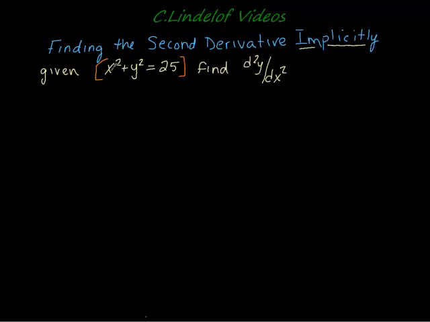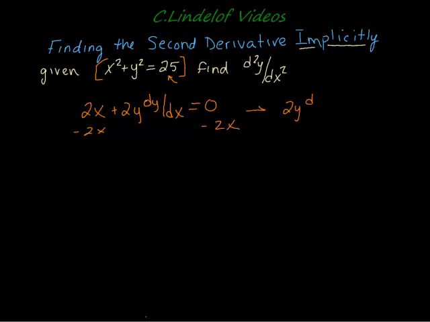Obviously the derivative of x squared is 2x. The derivative of y squared is 2y dy/dx. And the derivative of 25, which is a constant, is 0, right? Now I'm just going to do the algebra. Take this away here, take this away here, and we get 2y dy/dx equals negative 2x.